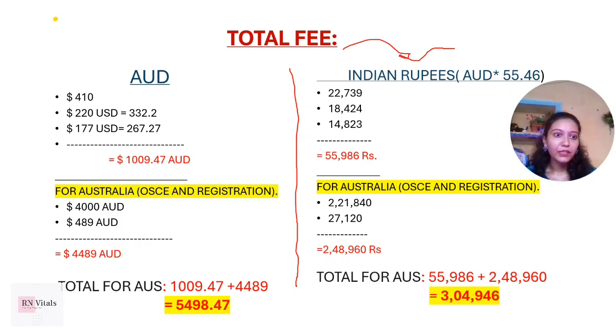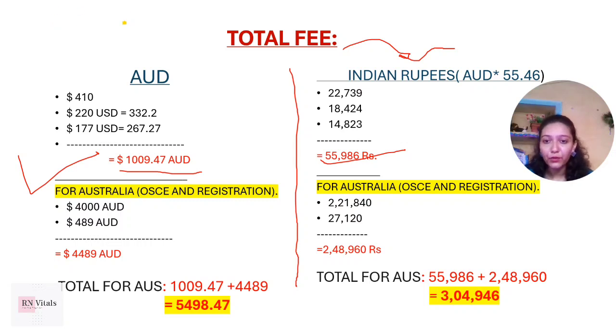So if you check only until NCLEX, meaning the people from America and Canada who are just applying to get their NCLEX done speedily, for them the expense would be 1,009.47 Australian dollars until NCLEX, and in rupees it would be 55,986 rupees.